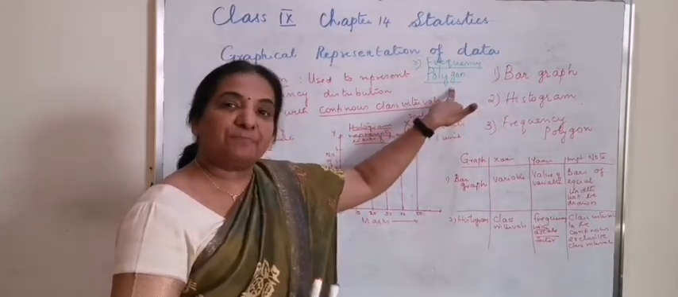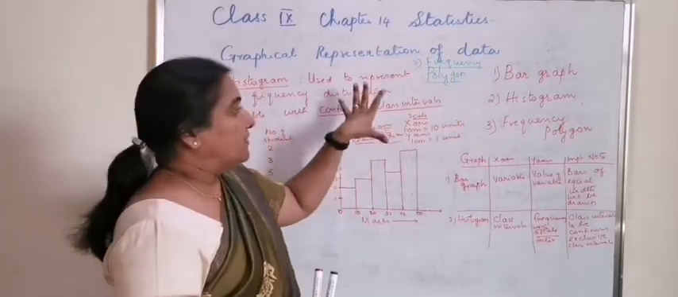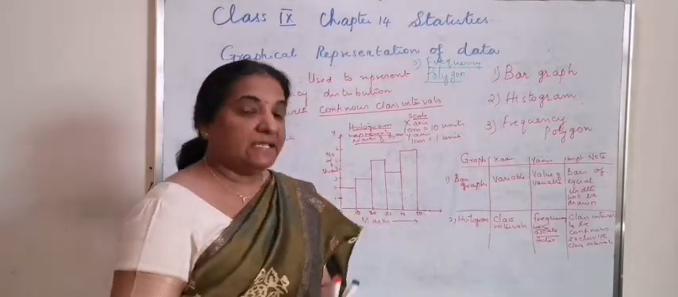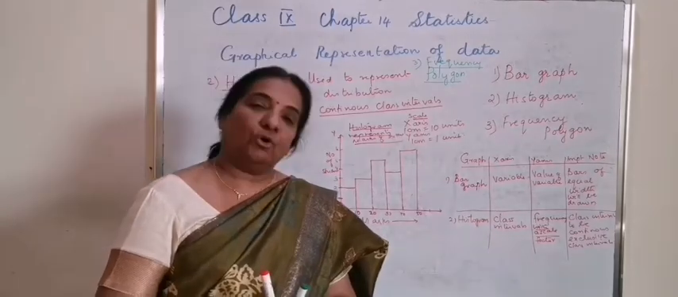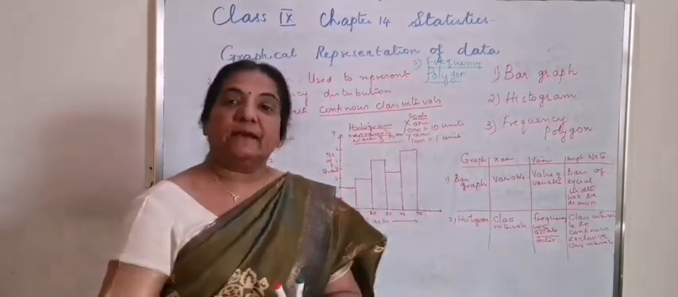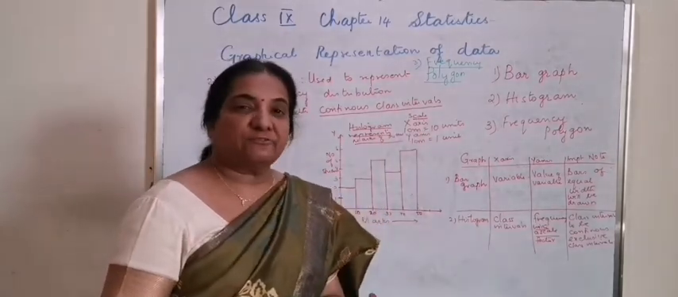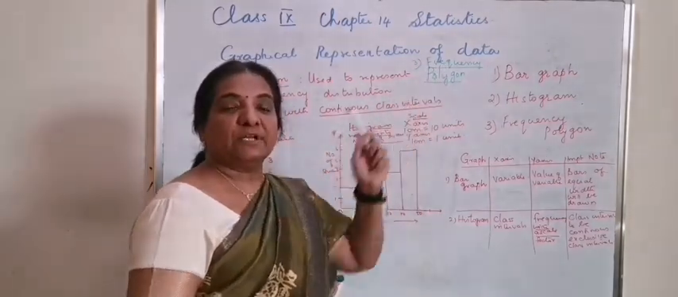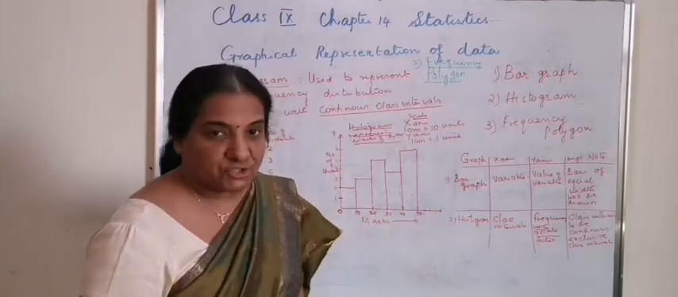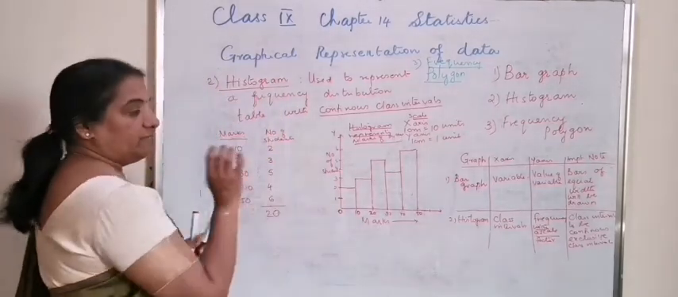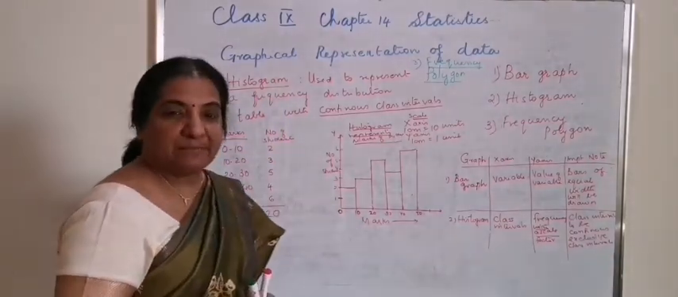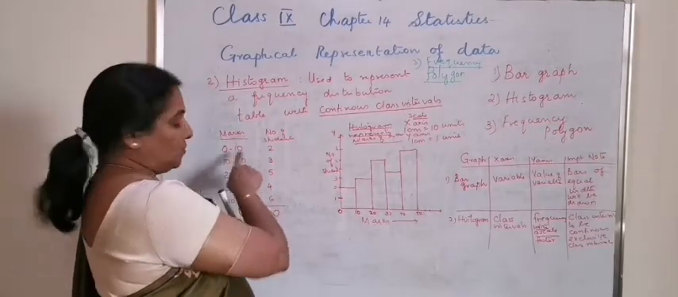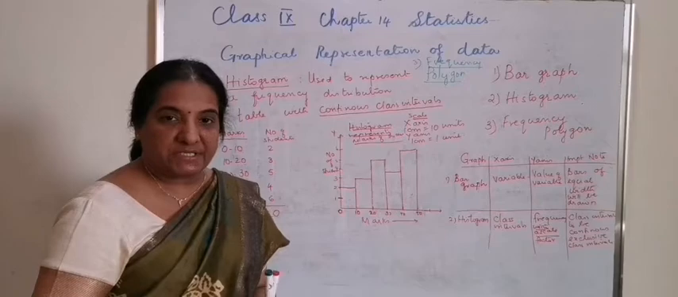For a frequency polygon, there are two methods of expressing it: along with a histogram, or a frequency polygon alone. Let me explain the first method of drawing a frequency polygon with a histogram. The histogram we have drawn in the previous example is taken. The data represents the marks scored by 20 students.